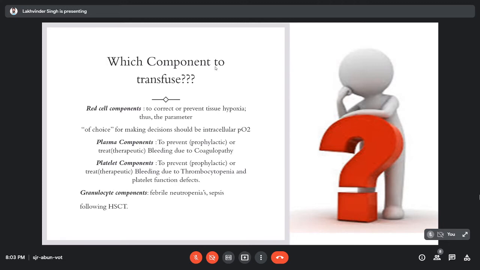Granulocyte components are used in febrile neutropenias, like after a patient has undergone a hematopoietic stem cell transplantation. Immediately after that phase, the patient has pancytopenia. Red cells are down, granulocytes are down. At that phase, if the neutrophils do not improve and the patient develops febrile neutropenia or fungal infection, then the granulocyte components are very helpful and they are life-saving.